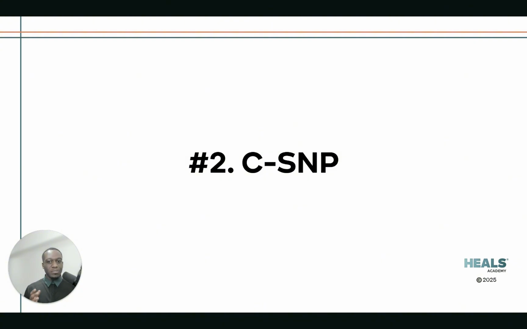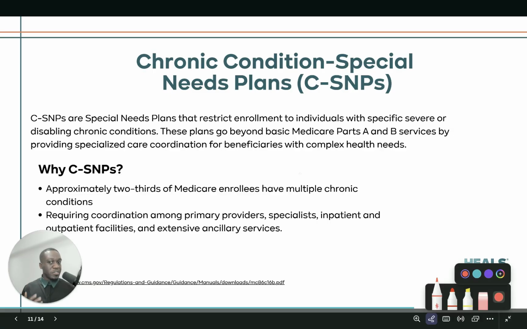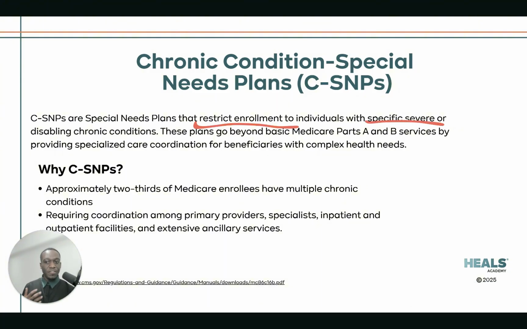Today we'll be focusing on the C-SNPs, which are chronic condition special needs plans, and we covered a bit of it as part of the introduction last week. We'll be looking a little deeper into C-SNPs specifically today. One may ask, what are C-SNPs? C-SNPs are special needs plans that restrict the enrollment to individuals with specific severe or disabling chronic conditions. These plans go beyond the basic Medicare Part A and B services by providing specialized care coordination for beneficiaries with complex needs. This plan is specifically reserved for beneficiaries with complex chronic conditions.